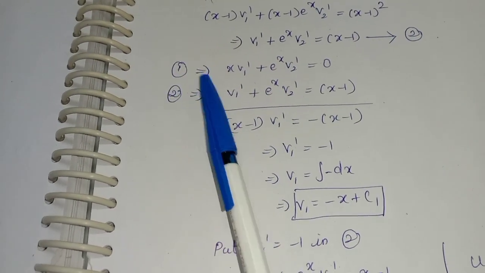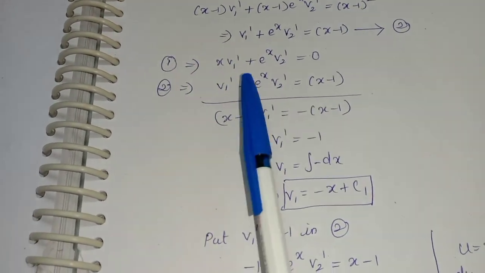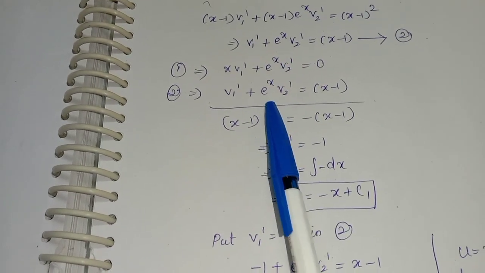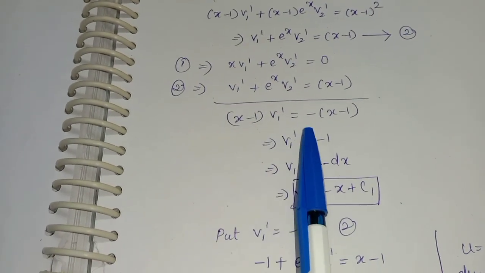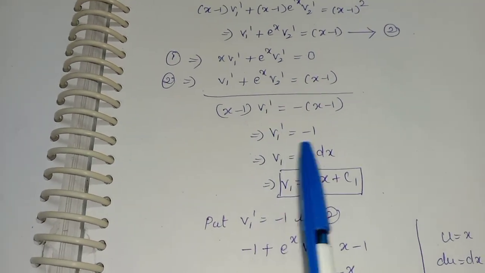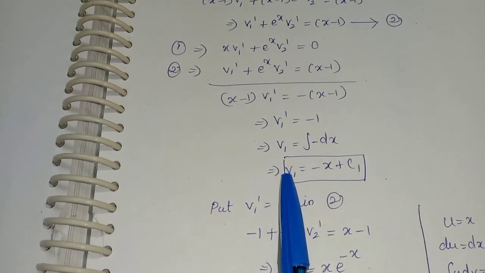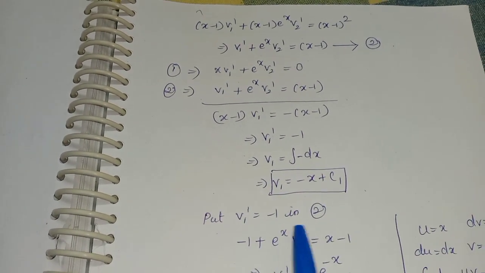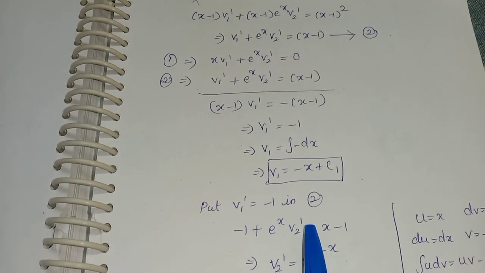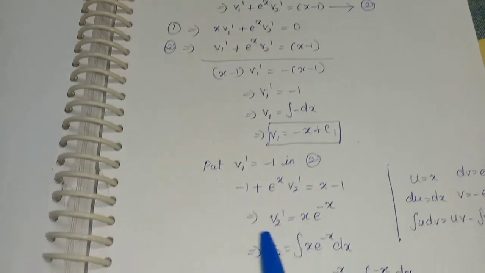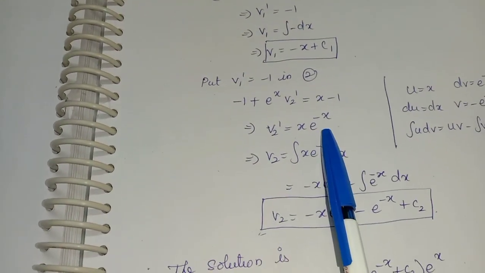Now I am going to take both equation 1 and 2 and subtract them. This is equation 1 and this is equation 2. So if you subtract, these two terms get cancelled. So (x minus 1) into v1 dash equal to minus (x minus 1). I am subtracting these two equations. Okay. So v1 dash equal to minus 1. So integrating we get v1 equal to minus x plus c1. Put v1 dash equal to minus 1 in equation number 2. So what you get? Minus 1 plus e power x v2 dash equal to x minus 1. So v2 dash equal to x e power minus x.